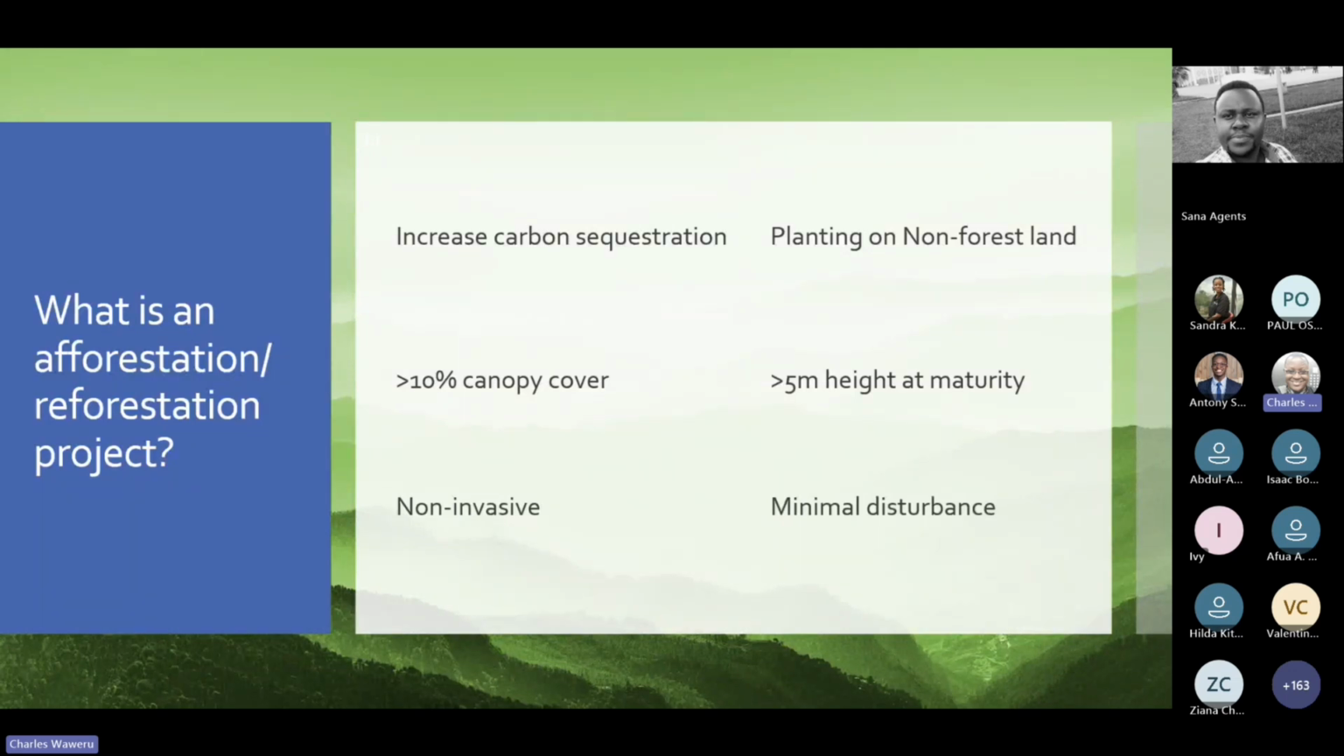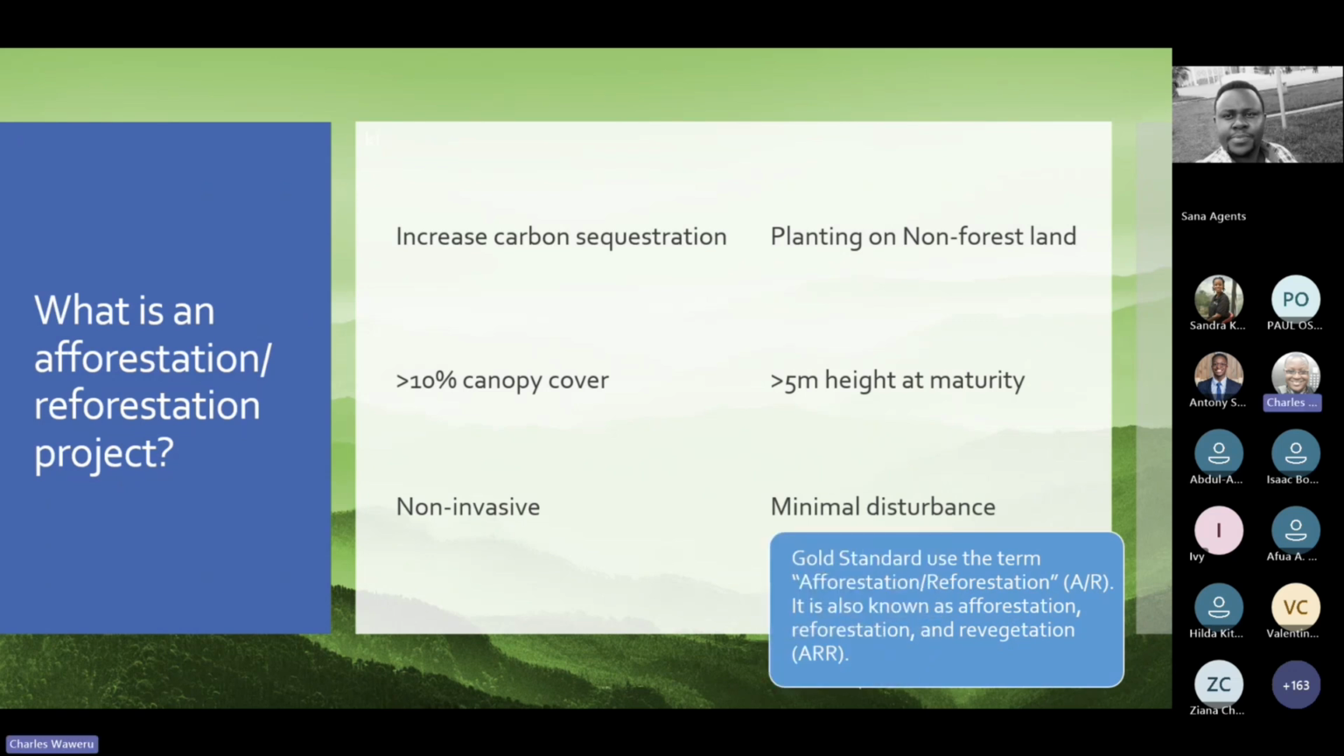Now, for you to be able to start sequestering, the subsequent forest land must have at least 10% canopy cover to be considered a forest, okay? And the trees are identified by reaching a 5-meter height at maturity. To simply say that if it's not at 5 meters in height, then most likely you might have challenges in the quantification process. As I said, any tree planted must be evidenced to be non-invasive, and the planting and growing activity should cause a minimal amount of disturbance to the soil carbon stocks.